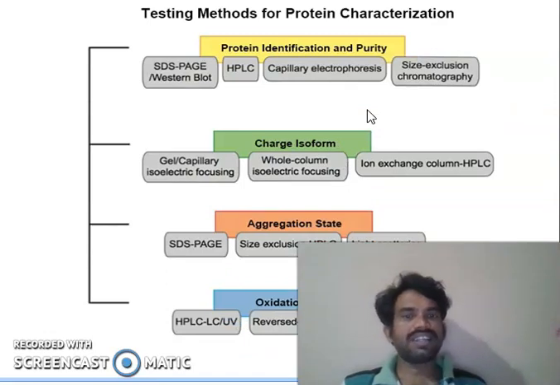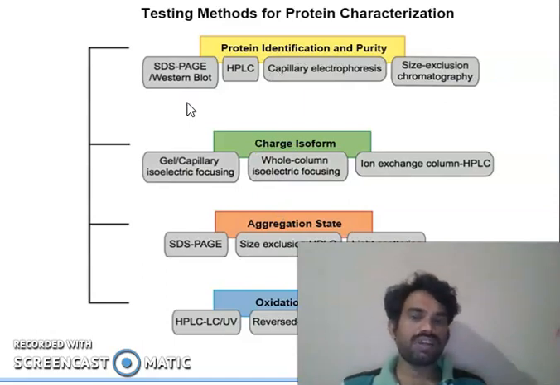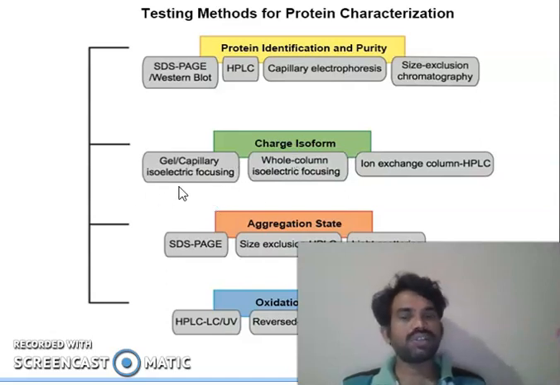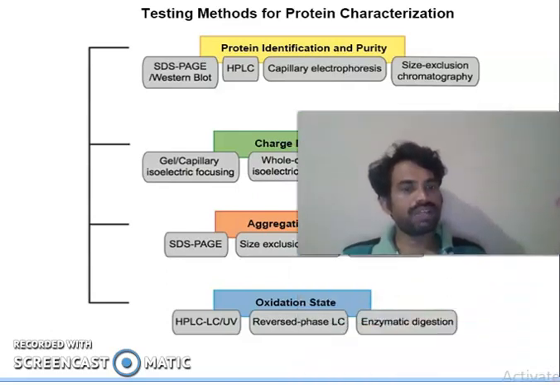And you can see the testing methods for protein characterization. This is very important. I have mentioned here the flow chart for protein identification and purification. These are SDS-PAGE and Western blot, which are techniques used to identify the protein and check the purification, then HPLC, capillary electrophoresis and size exclusion chromatography. Then charge isoforms: gel and capillary isoelectric focusing, then whole column isoelectric focusing, ion exchange column and HPLC.